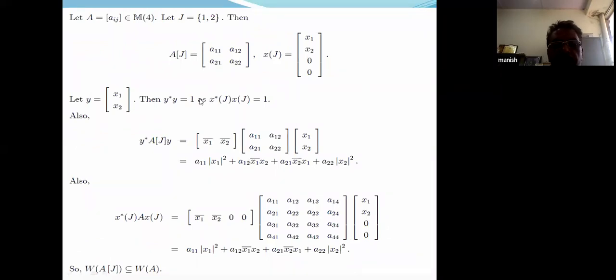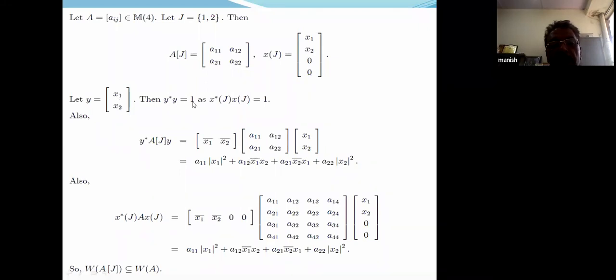We explain this by one particular case so as to make it visible. Take Aj, this principal submatrix A11, A12, A21, A22. Take Xj, because here j is 1, 2. So take these non-zero X1 and X2 and all others are 0. Then we calculate and take Y to be this column matrix X1, X2.